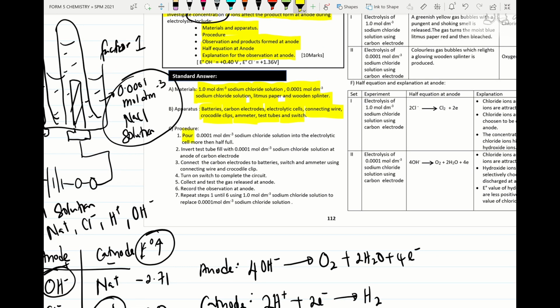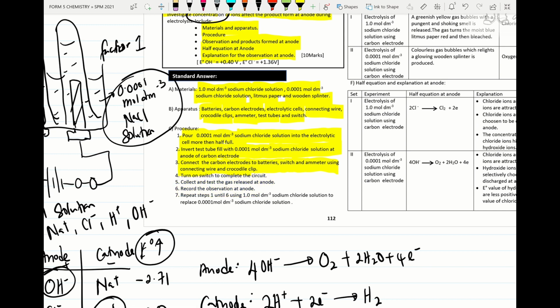So we measure and pour 0.001 mol dm⁻³ of sodium chloride solution into the electrolytic cell, more than half full. Invert a test tube filled with 0.001 mol dm⁻³ of sodium chloride solution at the anode of the carbon electrode. Next, connect the carbon electrodes to the battery, switch, and ammeter using connecting wire and crocodile clip. Turn on the switch to complete the circuit. Collect the gas released at the anode, observe and record the observation, and we need to test also. Please remember to put collect and test.